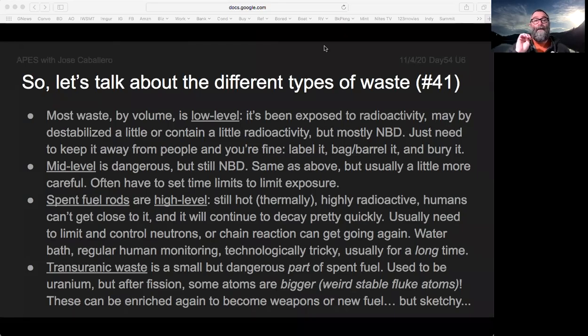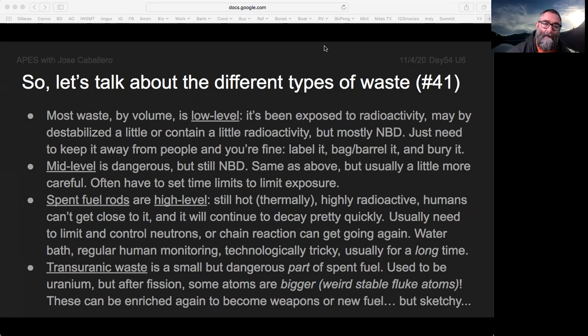I want to talk about radioactive waste. There's 4 types you have to know. This is study goal number 41. We have low level, mid level, high level, and transuranic waste. 4 types. And you should know that transuranic waste and high level waste are pretty similar. These are both different types of spent fuel rods.